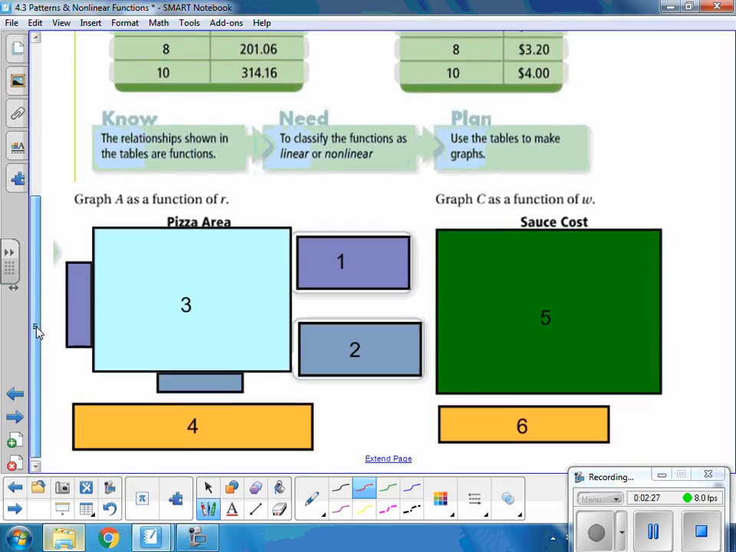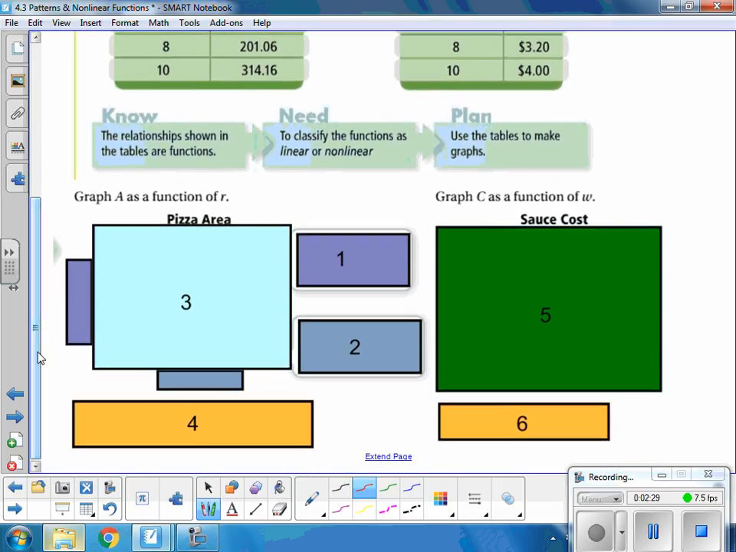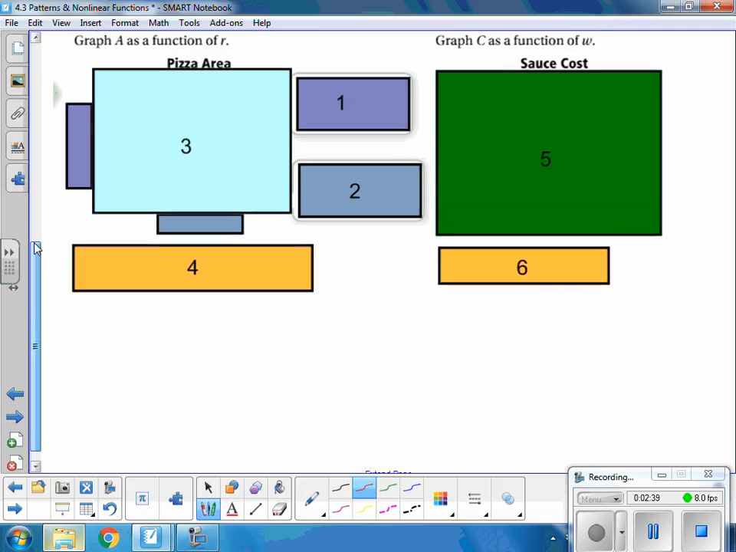A couple things we know is the relationship between the tables. They are functions because they tell us they are. We need to classify them as linear or nonlinear, and we're going to use the tables and graphs to help us with that. So graph A, let's take a look at this.